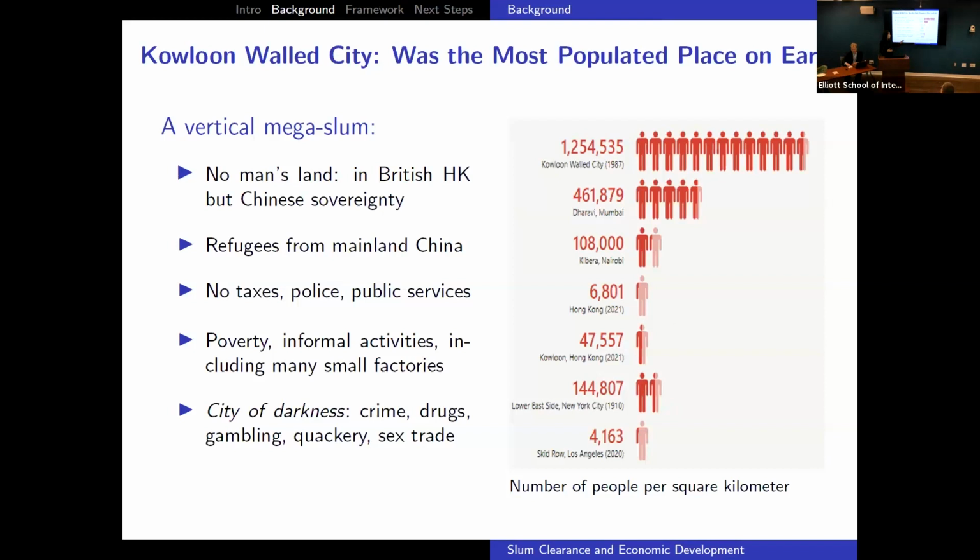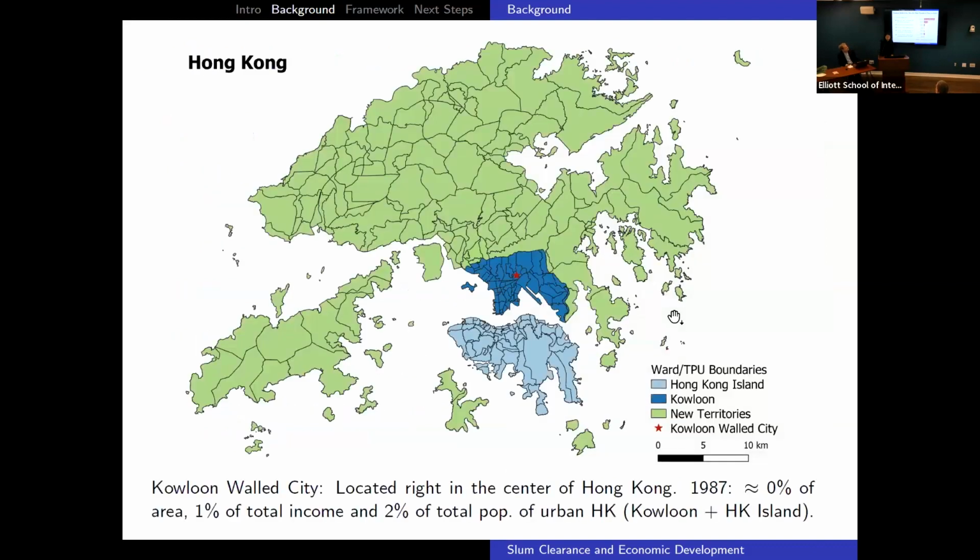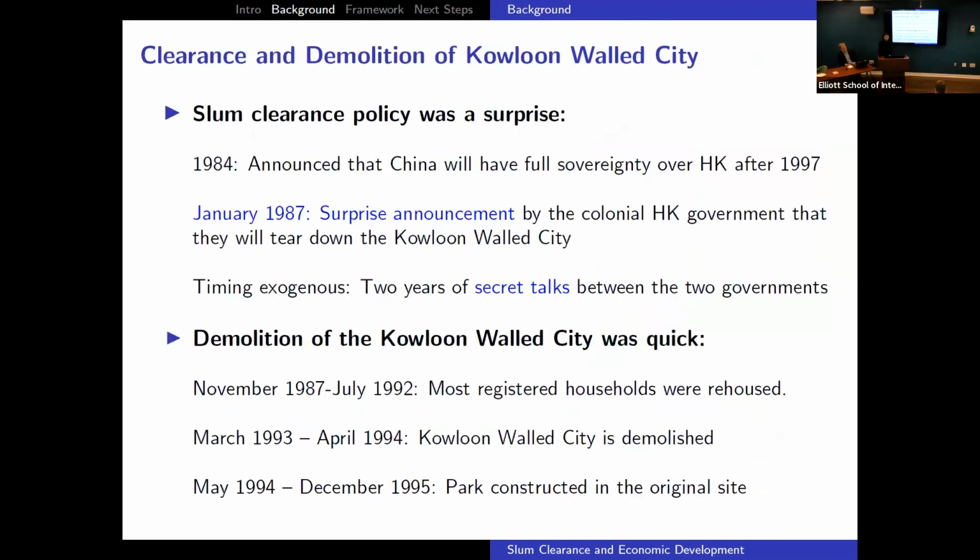As you can see from the red figure, it had around 3 times the population density of Dharavi in Mumbai, and also 10 times the population density of Kibra in Nairobi. It was located in the center of Hong Kong, 0% of the area, but 2% of the total population of urban Hong Kong. So we're looking at a natural experiment of moving these 2% of the population of urban Hong Kong.